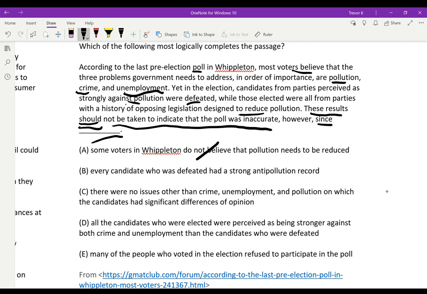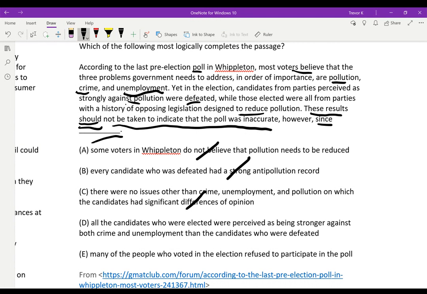B, every candidate who was defeated had a strong anti-pollution record. That's pretty much what I'd expect. Doesn't really solve anything. C, there are no issues other than crime, unemployment, and pollution on which the candidates had significant differences of opinion. Nope. D, all the candidates who were elected were perceived as being stronger against both crime and unemployment than the candidates who were defeated. This is pretty good, right?